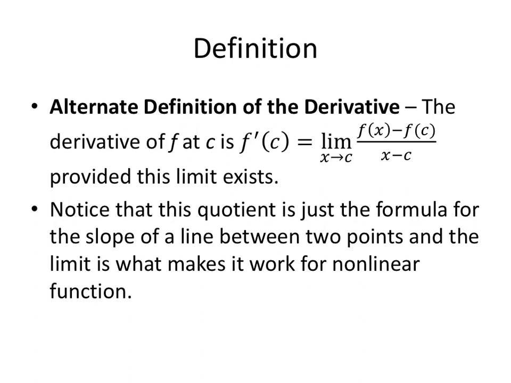An alternate definition of the derivative. The derivative of f at c. Remember how I said the difference quotient is a generalized slope formula? This is the slope. That's all it is. It's just a slope function. And the limit as x approaches c, that's where my delta x was approaching 0. That's it. The limit is what makes it work for nonlinear functions.